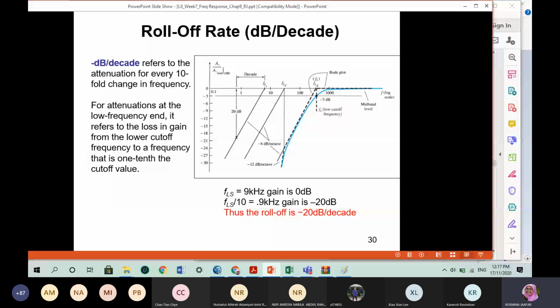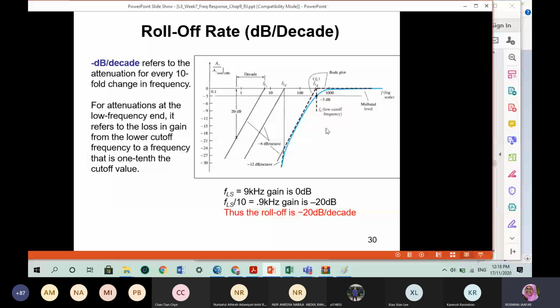base of 10. For attenuations at the low frequency end, it refers to the loss in gain from the lower cut-off frequency to a frequency that is 1/10 of the cut-off value. So if FLS equals 9 kHz, gain is 0 dB. FLS over 10, which is 1/10, equals 0.9 kHz, and the gain is negative 20 dB, and this is 20 dB per decade. So therefore we can say the roll-off is negative 20 dB per decade.